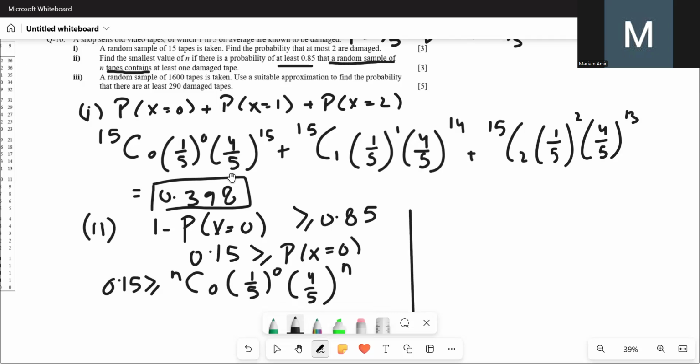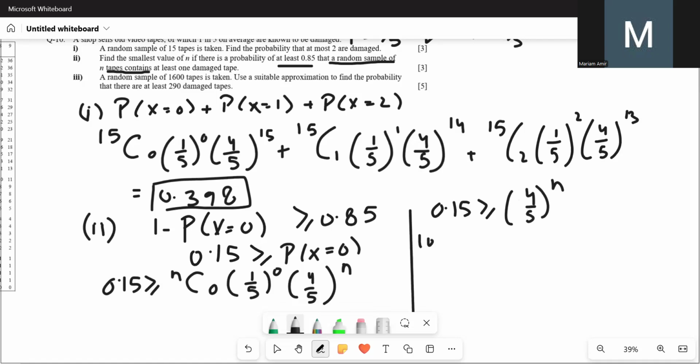Okay, so we get 0.15. nC0 is just 1. Anything C0 is 1, and anything power 0 is also 1. So 1 times 1 times 4 by 5 power n. Okay. Now to find n, we'll use log.